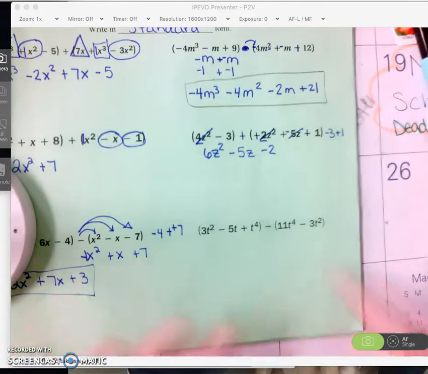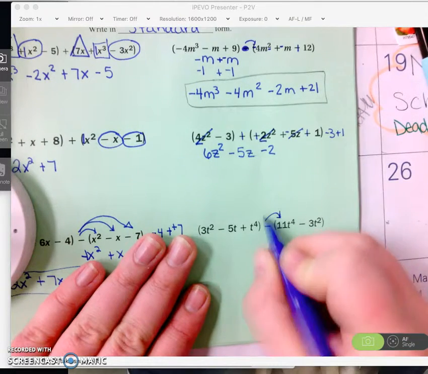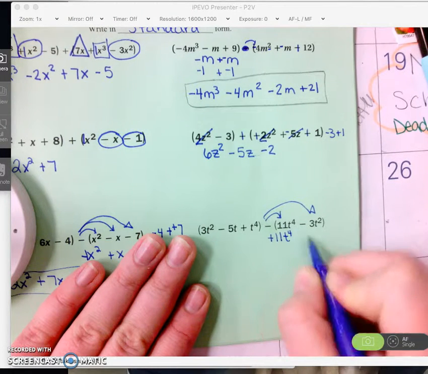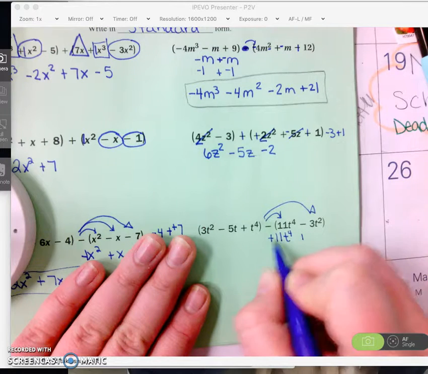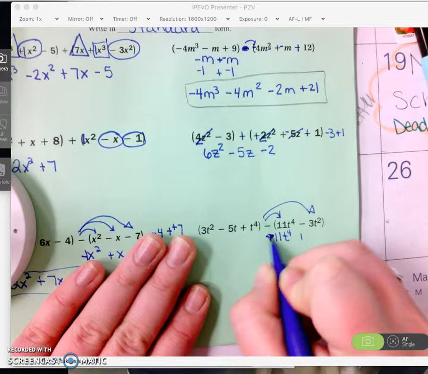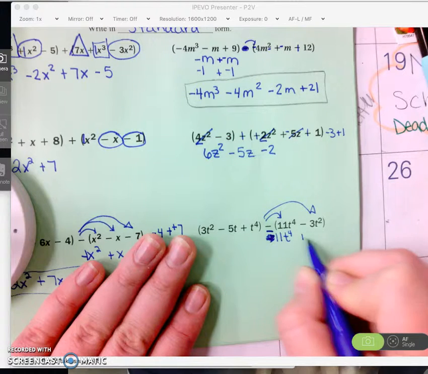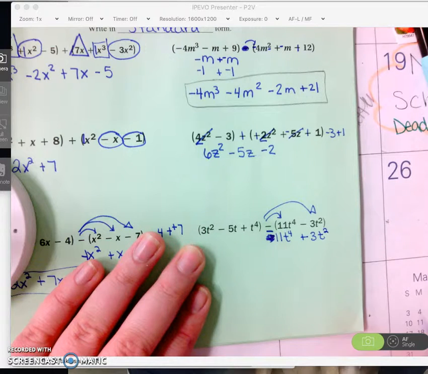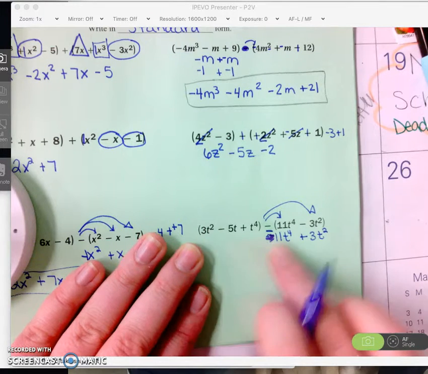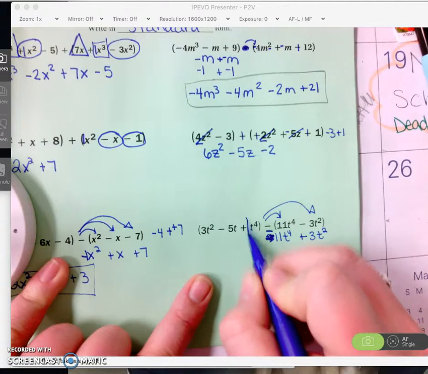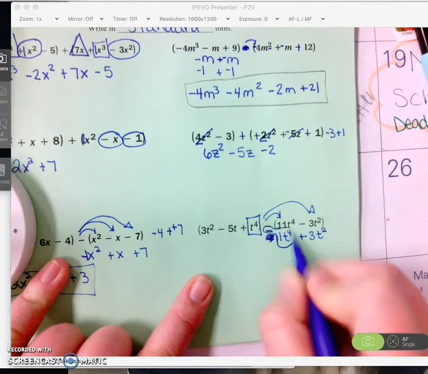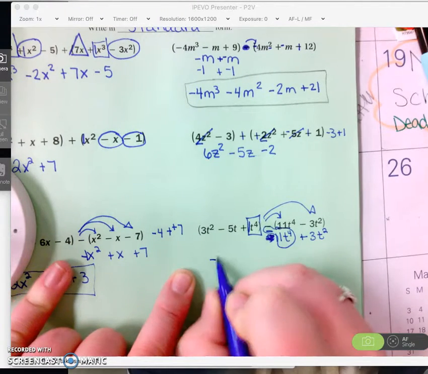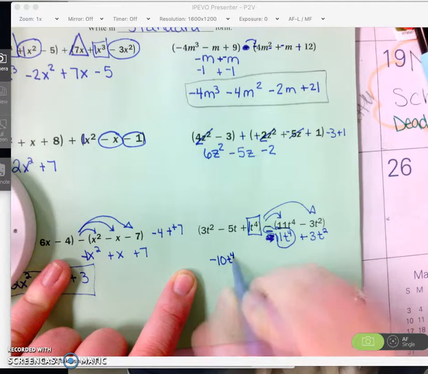Okay, I have a negative again. Distribute this within here. So I have a positive 11t to the 4th, and, oh sorry, no, not a positive, negative. Let's just get that out of there, negative. And then this one becomes the positive 3t to the 2nd. So I have t to the 4th, a negative 11t to the 4th. So again, 1 minus 11 is a negative 10t to the 4th.